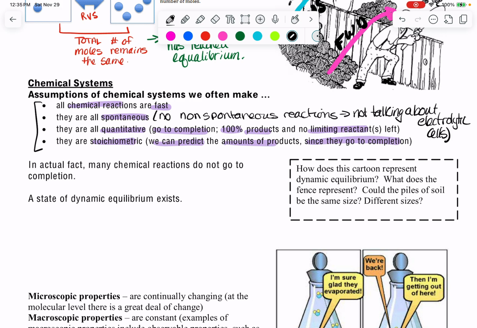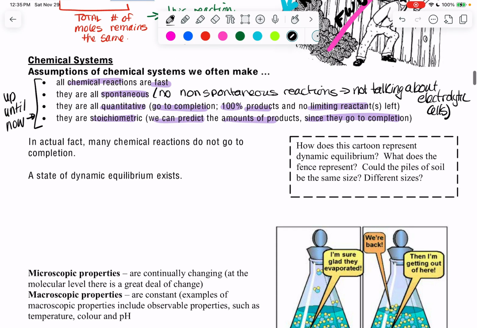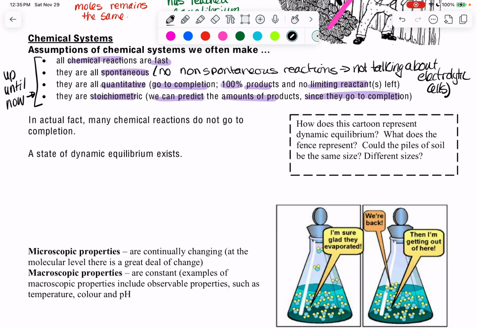So up till now, we've been making those assumptions of chemical systems. Now we're going to talk about chemical systems that don't go to completion. So I'm going to change the color. So many chemical reactions don't go to completion. They are in this state of dynamic equilibrium. So let's break down those two words.